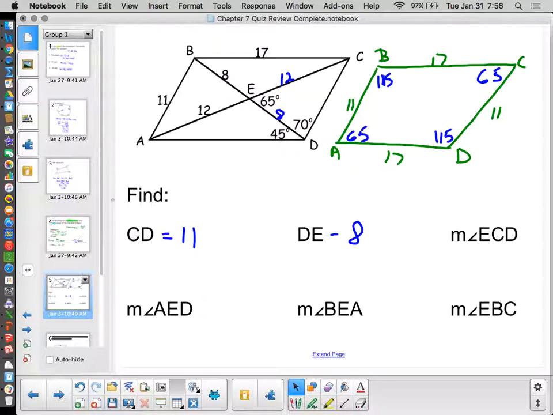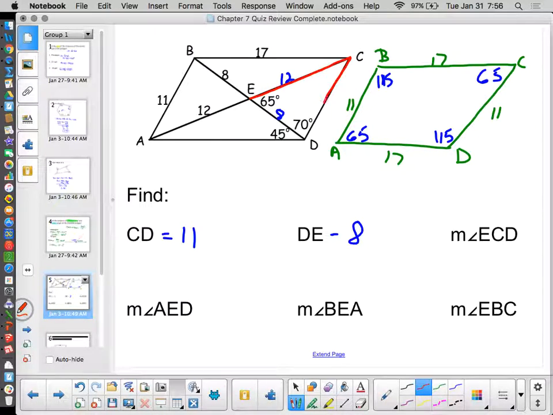ECD. Let's find that one. That angle. Couple ways I could know it. If I had like a Z, I could do that. But what do I notice I have here? I have what kind of shape? What is this shape? Triangle. What is the sum of the angles of a triangle? Have to be 180. I know 2 of the 3 angles, don't I? So if I have a 65 and a 70, that's 135. What does that leave me for the other angle? 180 minus 135, which is 45.